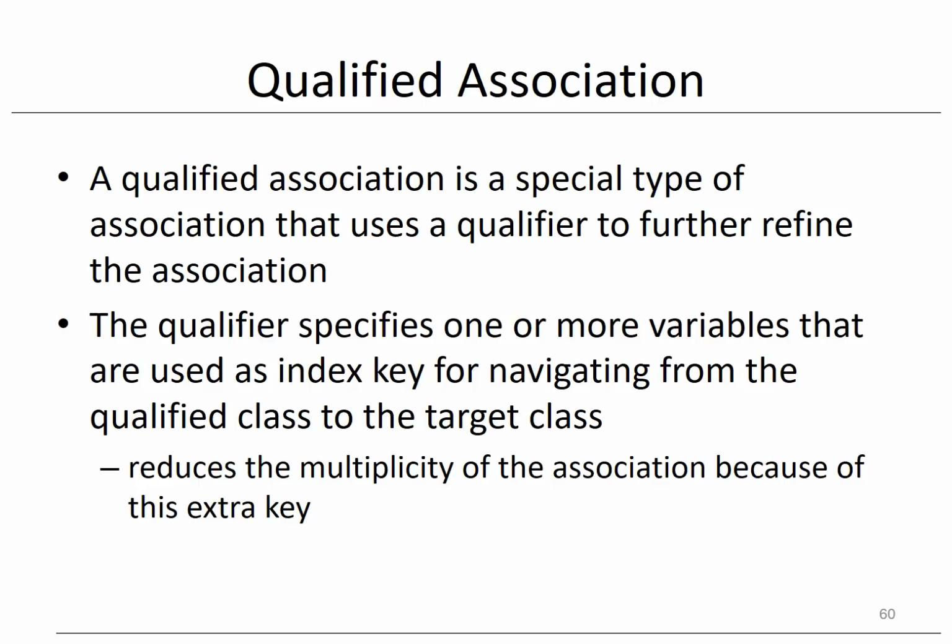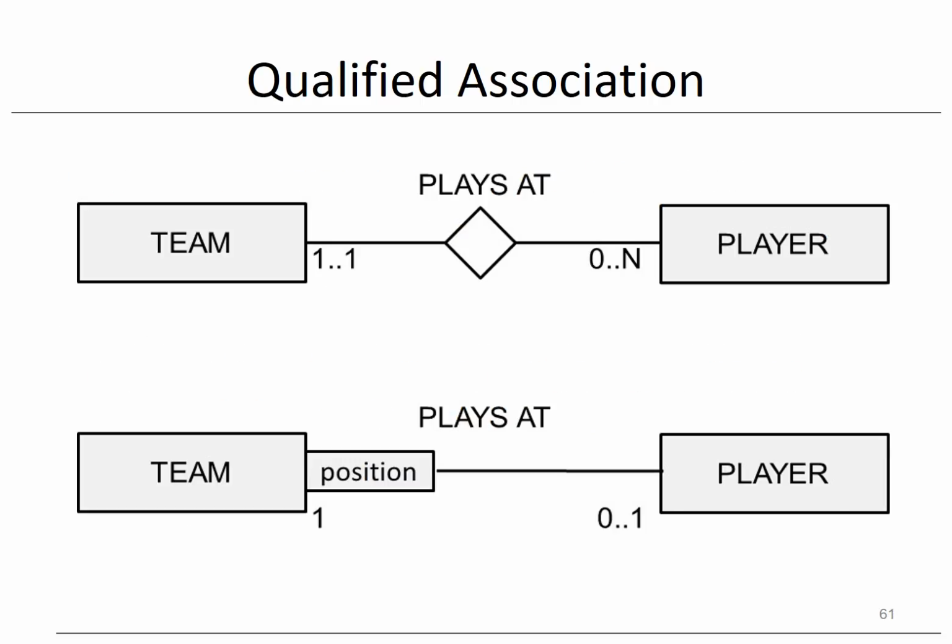A qualified association is a special type of association that uses a qualifier to further refine the association. The qualifier specifies one or more variables that are used as index key for navigating from the qualified class to the target class. It reduces the multiplicity of the association because of this extra key. Here you can see an example.